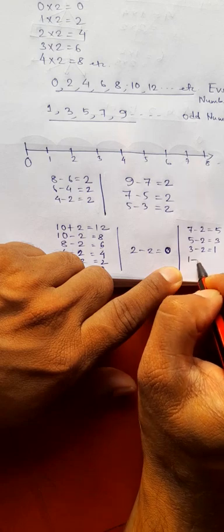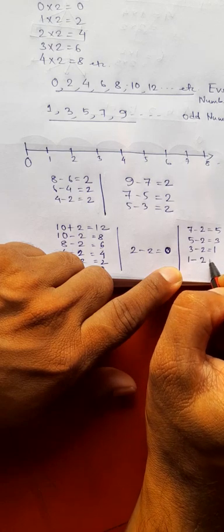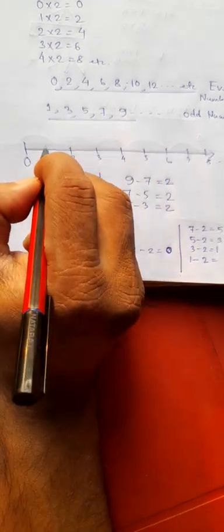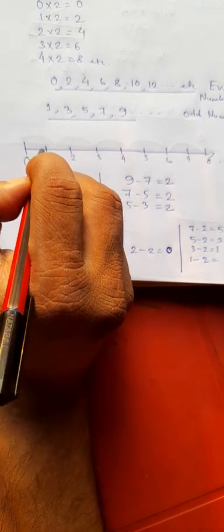We'll try to find it. 1 minus 2. 1 minus 2 means you count 2 steps backward from 1. One step, then another step. Now imagine there is a number 2 steps backward from 1, 2 steps left from 1.